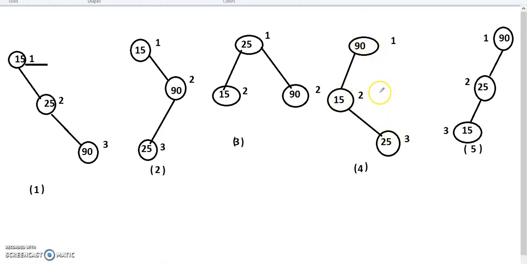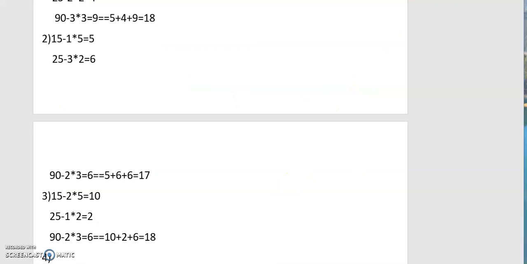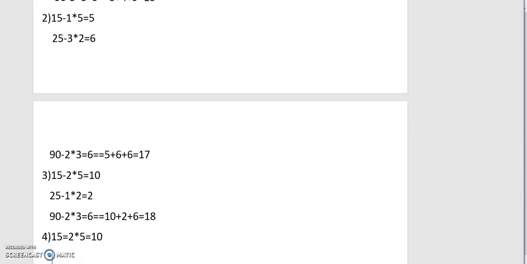For 15, 25, 90, the comparisons are 2, 3, 1. For 15 we have got 2, for 25 we have got 3 comparisons, and for 90 we find 1 comparison. So 2, 3, 1 are the comparisons for 15, 25 and 90. For 15, 2 into 5 equal to 10. For 25, 3 comparisons, right? 3 into 2 equal to 6.